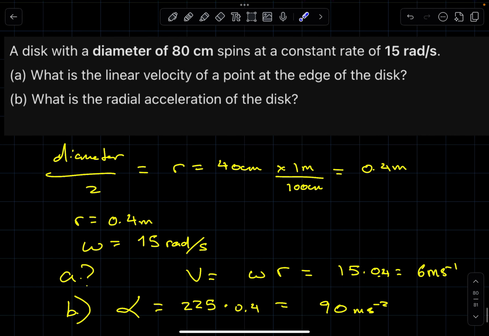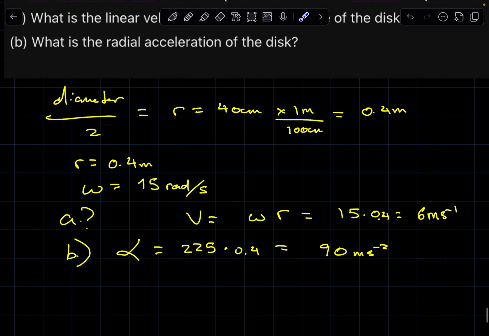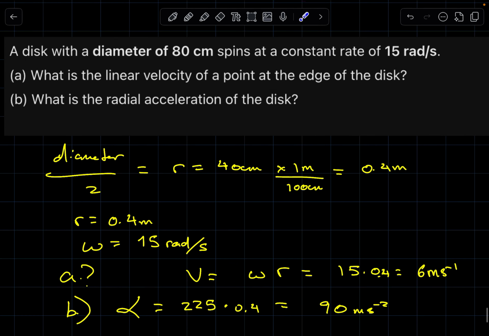Our second one, a disk with a diameter of 80 centimeters spins at a constant rate of 15 radians per second. What is the linear velocity of a point at the edge of the disk? Diameter over 2 is the radius. Radius is going to be 40 centimeters because 80 over 2 is 40. 40 centimeters divided by 100 centimeters is 0.4 meters. That's our SI unit. Now we have a radius of 0.4 meter and angular velocity of 15 radians per second.